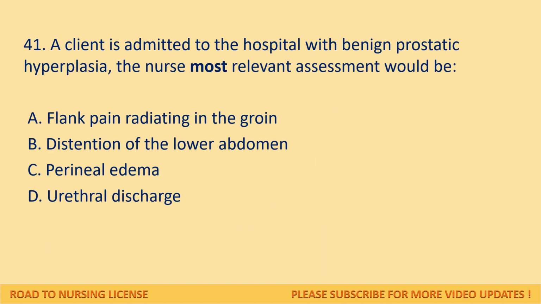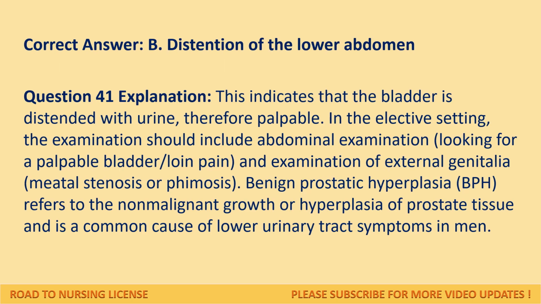Question 41. A client is admitted to the hospital with benign prostatic hyperplasia. The nurse's most relevant assessment would be: A. Flank pain radiating in the groin. B. Distension of the lower abdomen. C. Perineal edema. D. Urethral discharge. Correct answer: B. Distension of the lower abdomen.